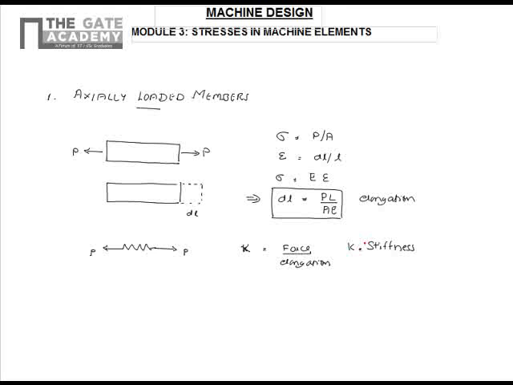If we apply this analogy to the axially loaded member, we get that K is nothing but force by elongation. In our case, the force is given by P and the elongation is given by dl. So that comes out to be AE by L. Therefore, we can write the stiffness of this axially loaded member as AE by L.